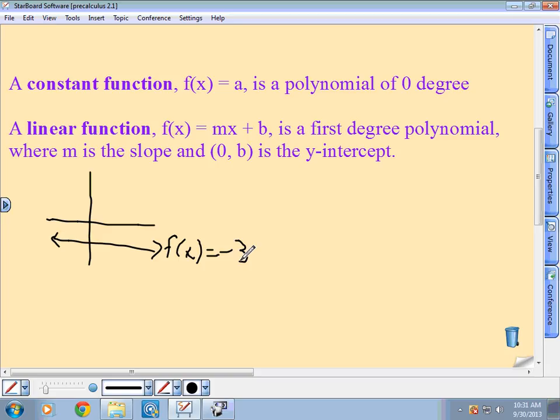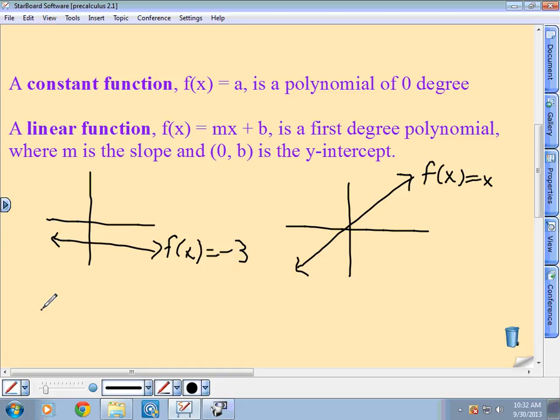A linear function we're more familiar with. So a linear function can be any line. And so let's draw the identity function. F of x equals x. In this case, x is raised to the 1st degree, and so because it's to the 1st degree, that would be a 1st degree polynomial.